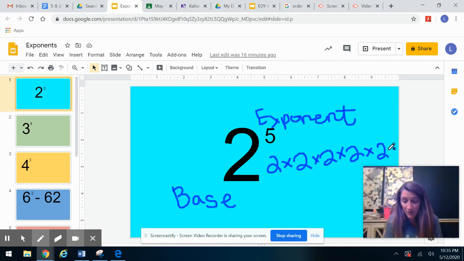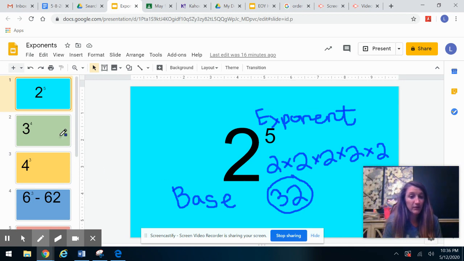So a mistake that people often make is they say, oh, 2 times 5 is 10. But that would be if we were adding 2 over and over again. So 2 times 2 is 4. 4 times 2 is 8. 8 times 2 is 16. 16 times 2 is 32. So this would equal 32. 2 to the power of 5 is equal to 32.